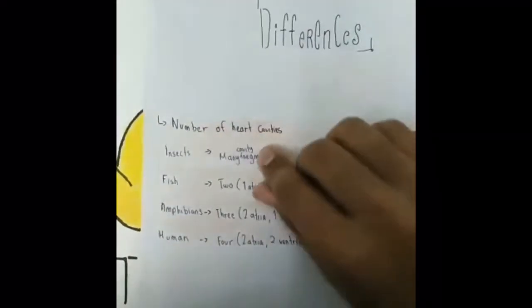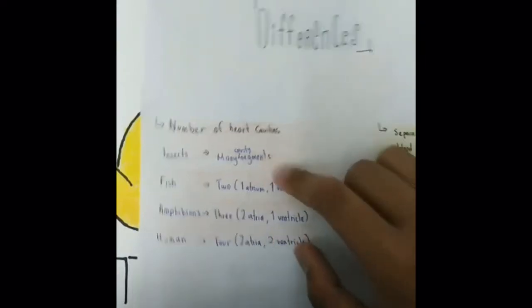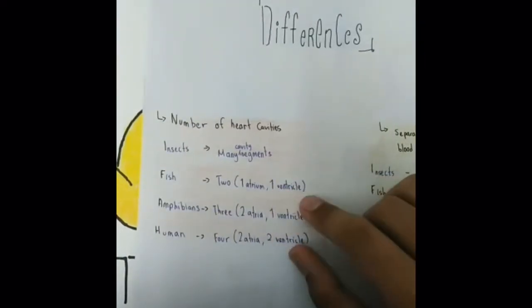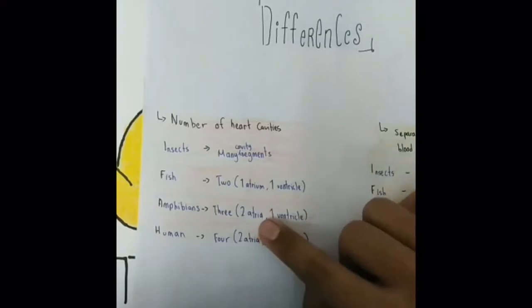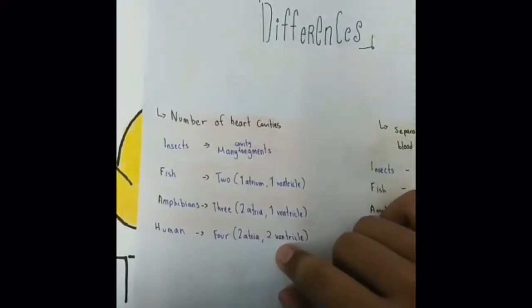Third, number of heart cavities. Insects have many cavity segments. Fish, only 2, which is 1 atrium and 1 ventricle. Amphibians, 3, 2 atria and 1 ventricle. Human, 4, which is 2 atria and 2 ventricles.